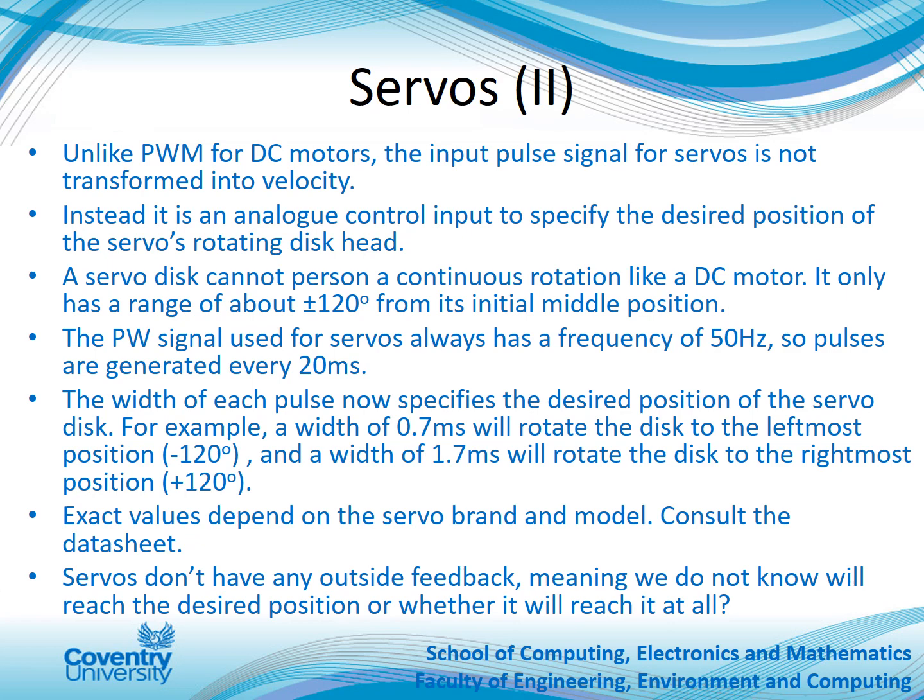As I said, it's not transformed into velocity. It's instead used as an analog control input to specify the desired position of the rotating head. So if you wanted it to turn around, look around, you would alter the PWM and it would look in different positions. Okay, so it can't rotate continuously like a DC motor. Most of them only have a range of about plus or minus 120 degrees from its initial middle position. That's the main thing, its initial middle position.